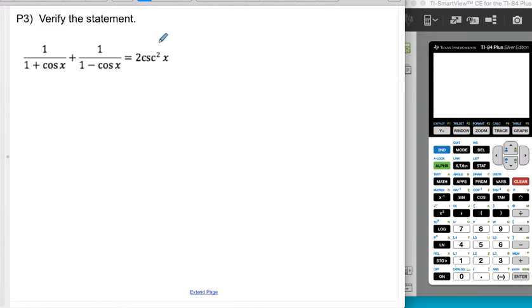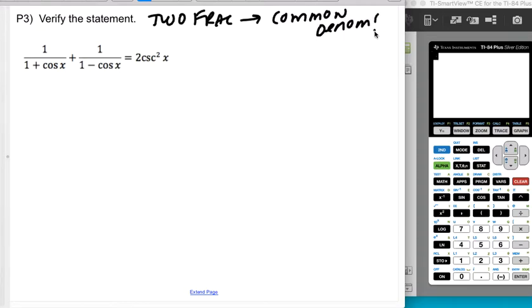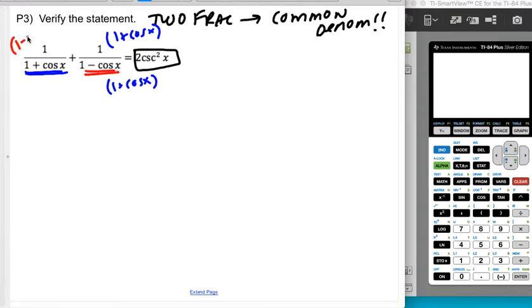All right, let's try a P3. Again, I see two fractions, right? When I see two fractions, my brain says, oh, I bet I need a common denominator. So I'm going to lock this side because it's the simpler of the two sides. And I'm going to say, cool, this denominator needs to multiply this fraction, so 1 plus cosine x over 1 plus cosine x, right? And this denominator needs to multiply the other fraction, so 1 minus cosine x over 1 minus cosine x. Sorry, it'll catch up eventually.